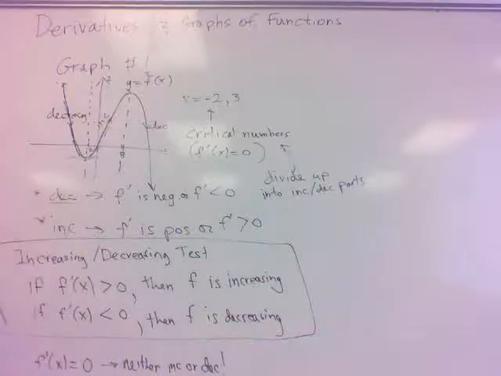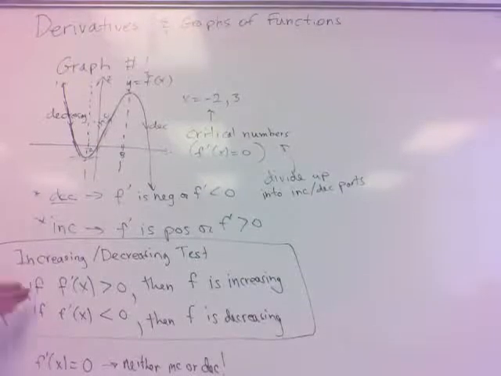Yeah, if you've got a 0 slope, that's not positive, that's not negative, that's 0. 0 is neutral, right? So it's neutral as far as increasing and decreasing. It's kind of in limbo there.